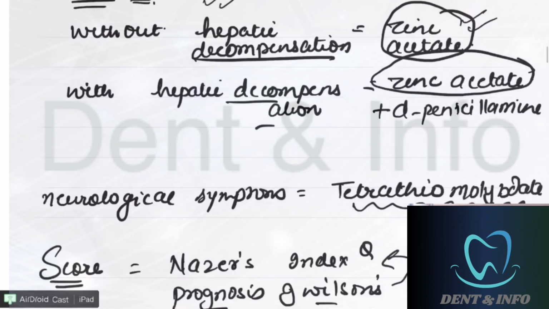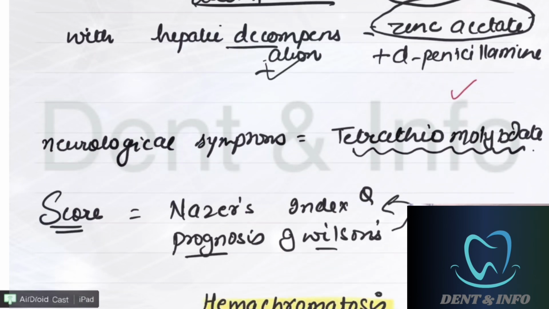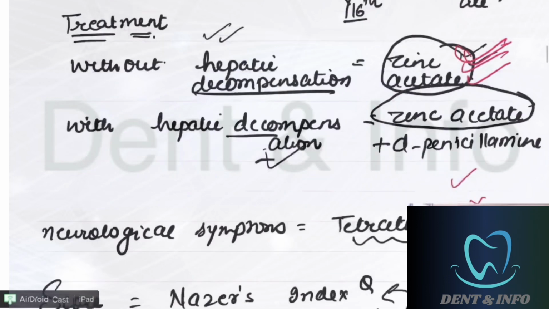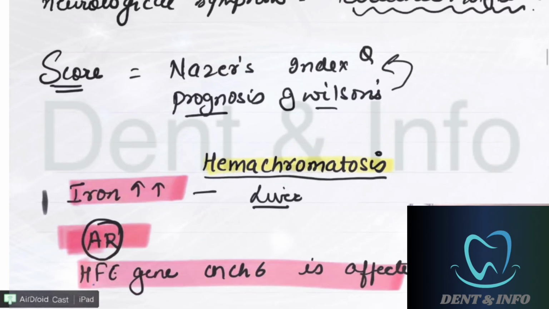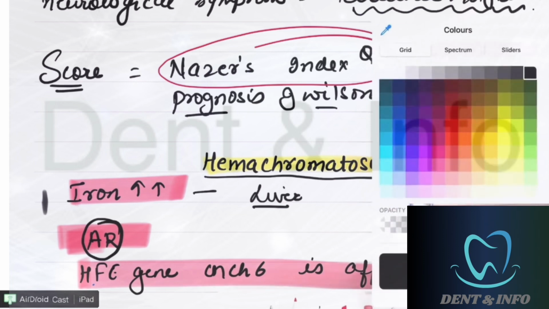Okay. Next, if there is hepatic decompensation, we use zinc acetate and a chelator, D-penicillamine. For neurological symptoms, tetrathiomolybdate, this has not come till today. Zinc acetate is what comes. So know this. Right? A question has come on the score. The score which is used for Wilson's is Nazar's index. Done everyone? Okay, very good. So we finish Wilson's.